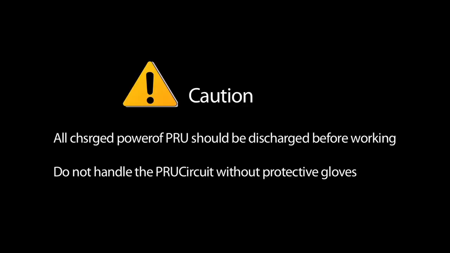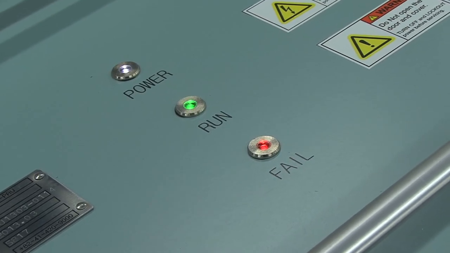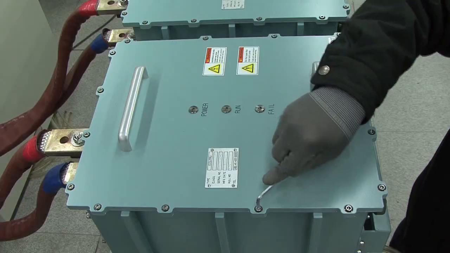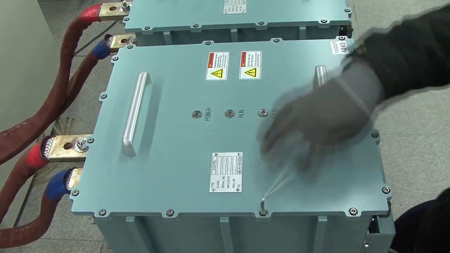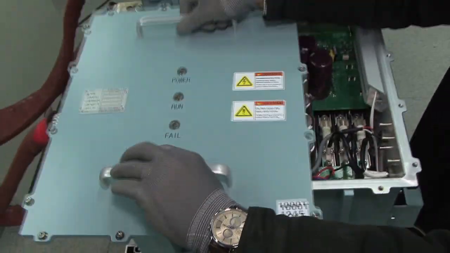Rectifier fuse. Caution! All charged power of PRU should be discharged before working. Applicable equipment and location: PRU. Step 1. Remove the top cover of the rectifier by unscrewing bolts. Please do not open the top cover completely until Step 2 is finished.